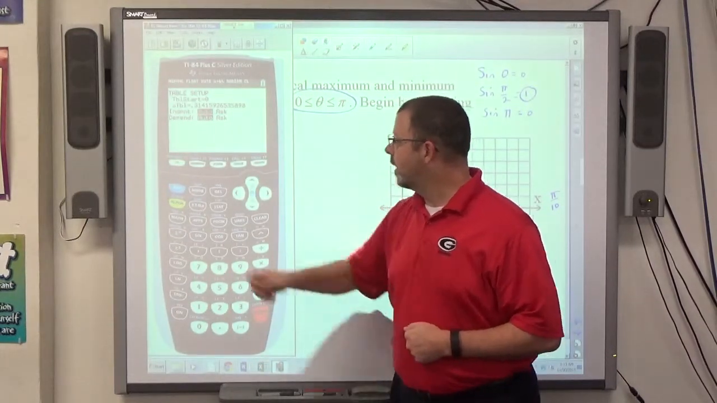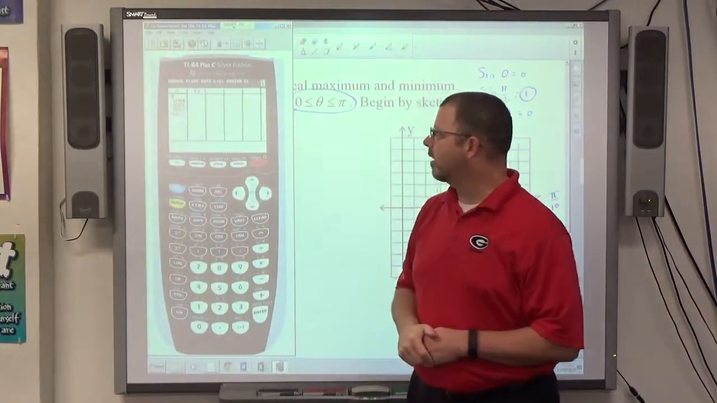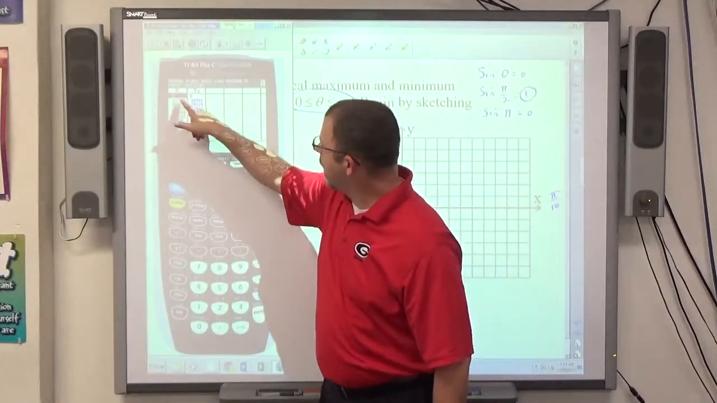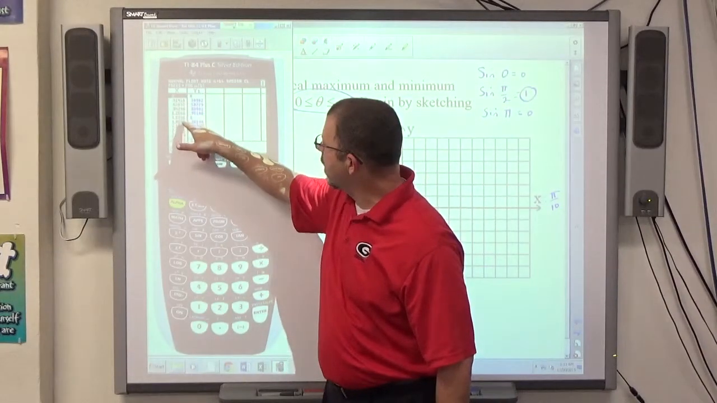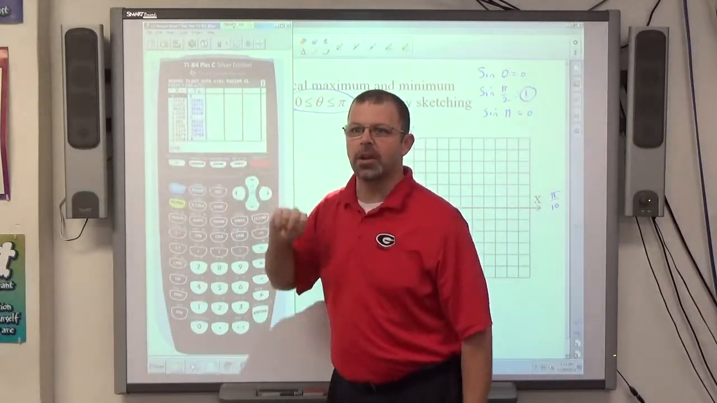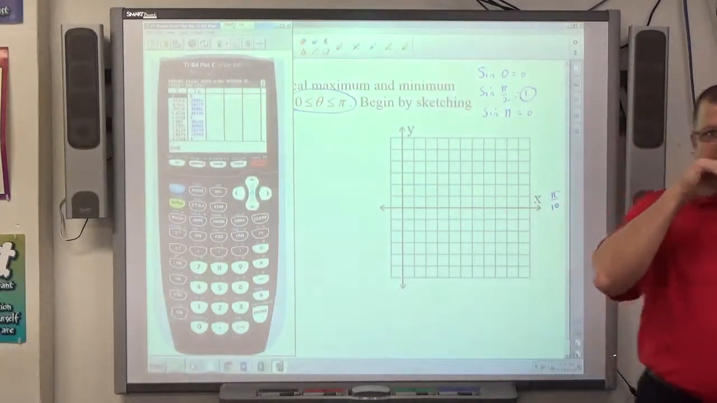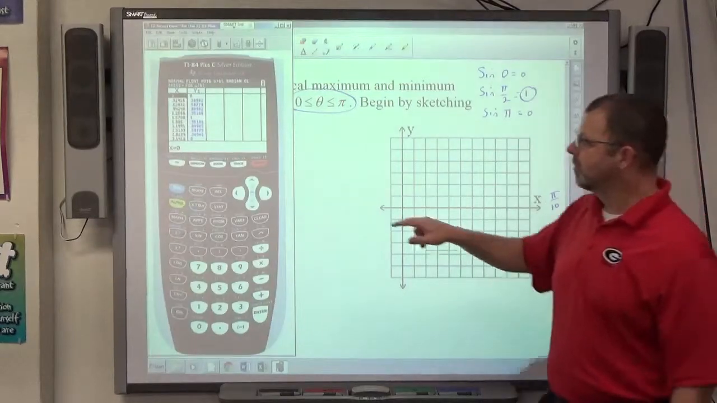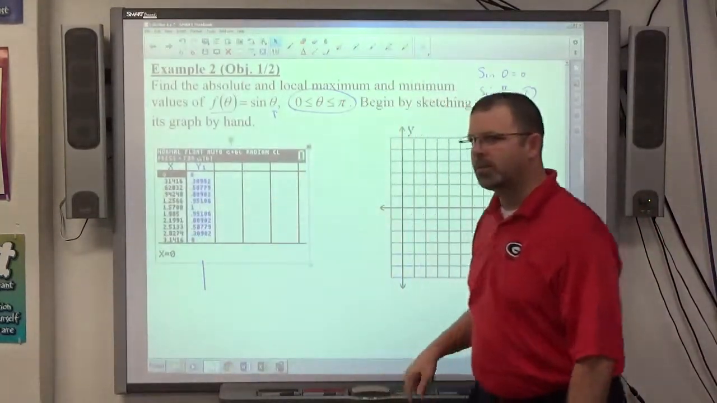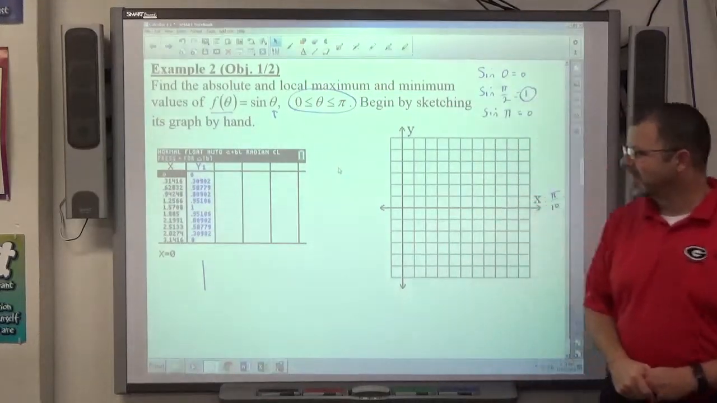If I go to my table now, it will automatically be set up. And you can see here, pi over 10, 2 pi over 10, 3, 4, 5, 6, 7, 8, 9, 10 pi over 10, also known as pi. All my values are sitting there right in front of me. So just like that, I've got everything I need for my table. And I can even do this to make my job even easier. Can I do that? I don't think you can, but... All right.